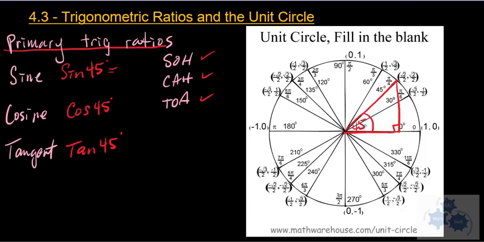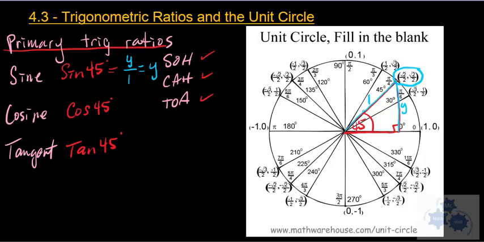Sine of 45. That is the opposite side over here. That's the y coordinate of this point. If you notice, the opposite side, divided by the hypotenuse. And what is the hypotenuse in the unit circle? 1. So opposite side is y, hypotenuse is 1. So the sine of 45 actually equals the y value of this point right here.